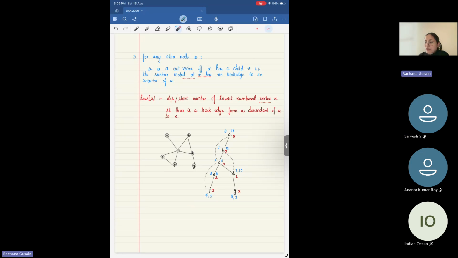Okay, if the definition and how we manually compute it is clear, now for this third part: for any other node u, u is a cut vertex if and only if whatever property we have mentioned here is true. Can we write this in terms of the low value? So for any other node u, based on these low values, when will u be a cut vertex?